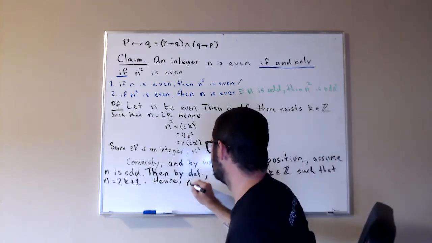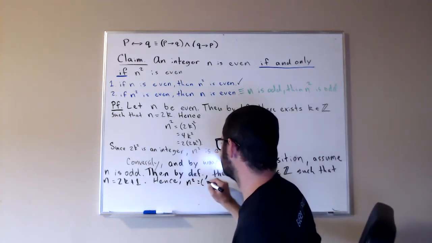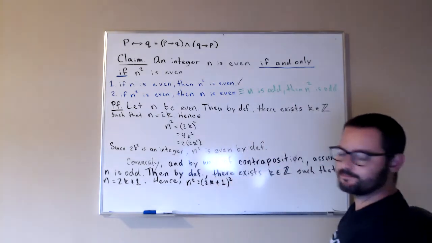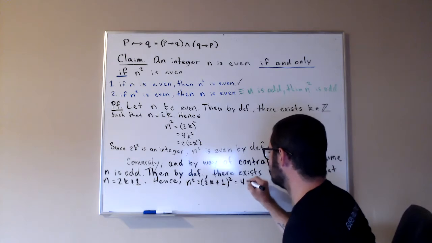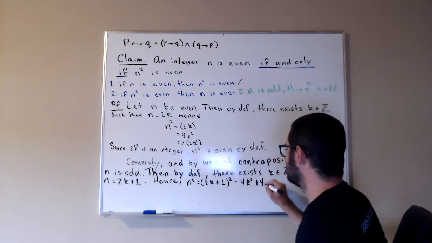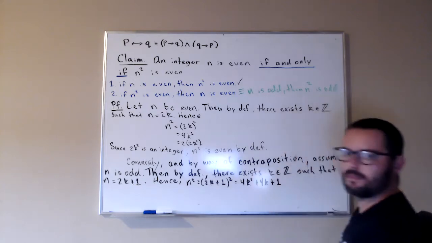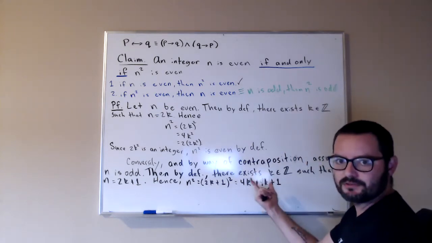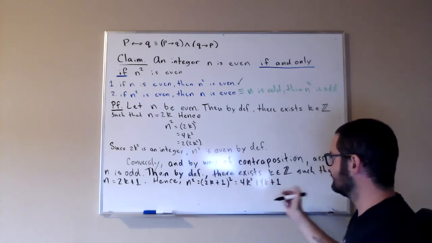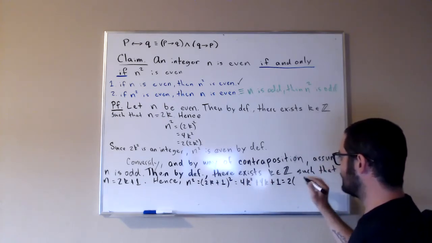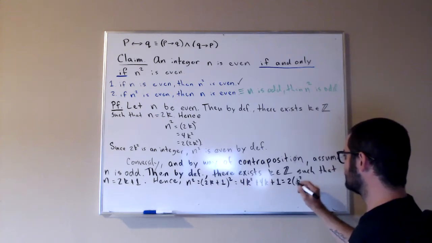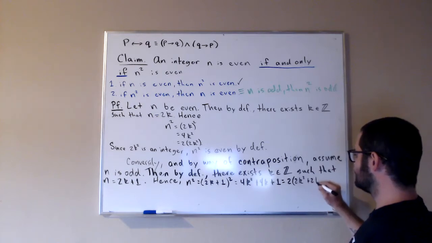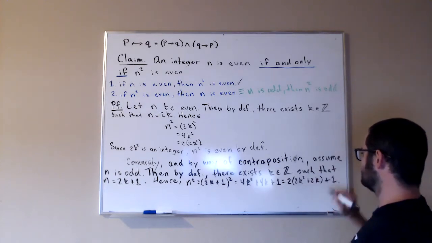So hence, n squared is equal to 2k plus 1 all squared, which is equal to 4k squared plus 4k plus 1. Okay? And now we need to make this look odd. It doesn't look odd right now, but we can do that by factoring out a 2 in here. 2 times 2k squared plus 2k, plus 1.